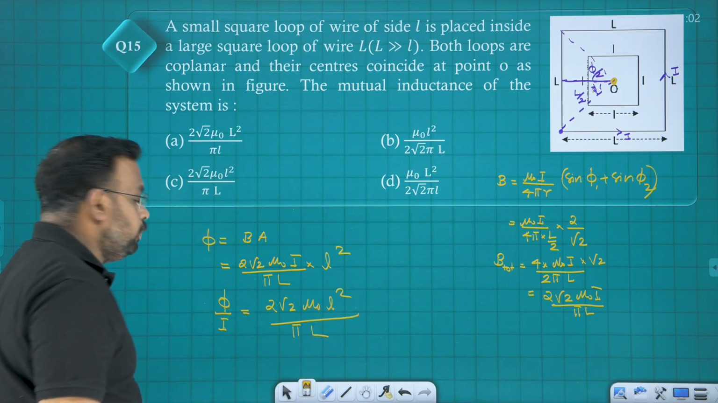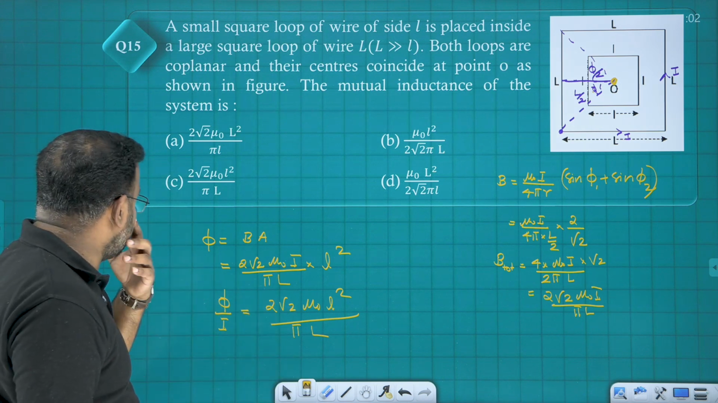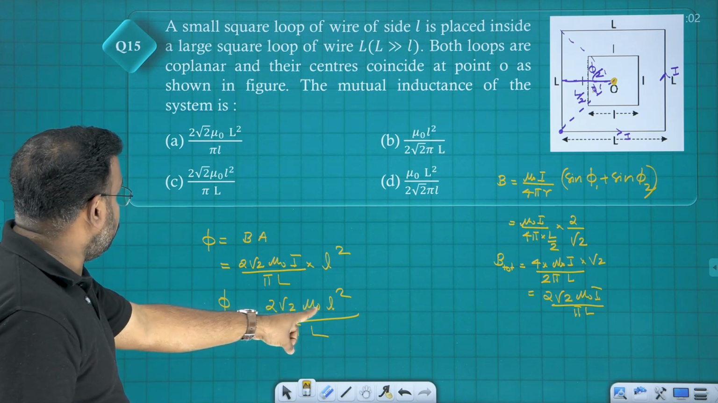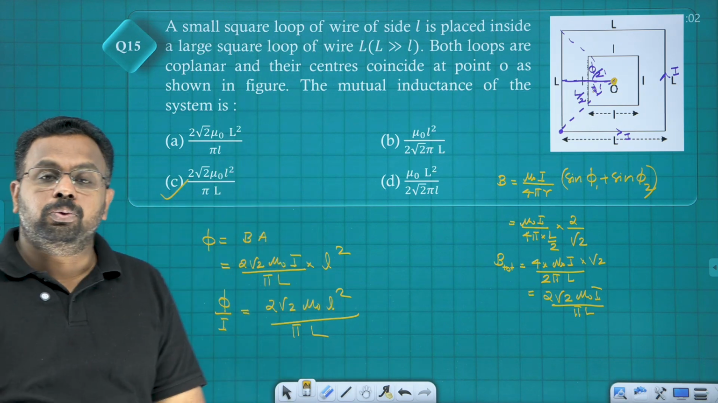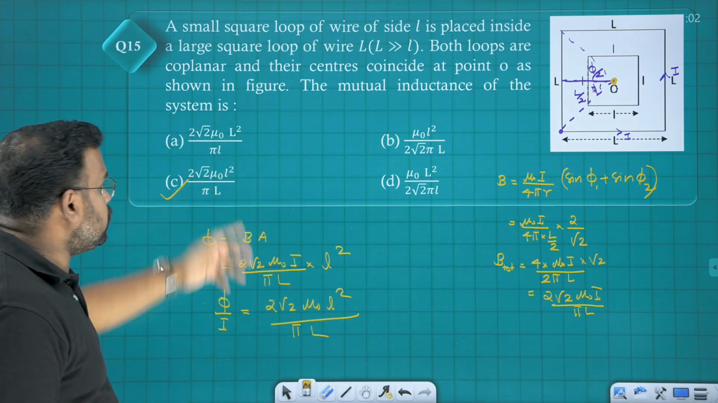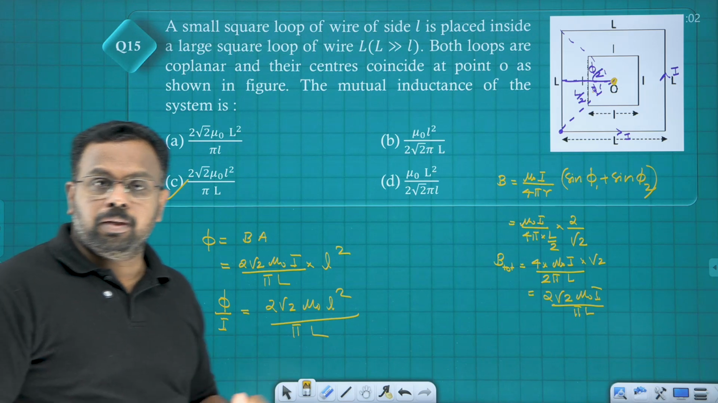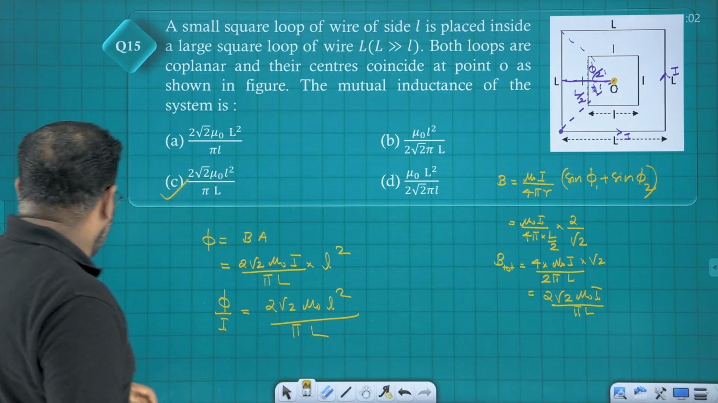What is phi by I? M, mutual inductance. So this is our answer. So you can check 2 root 2 mu naught L square by pi L. Option C is the right answer. 2 root 2 mu naught L square by pi L. Okay? I think it's clear.